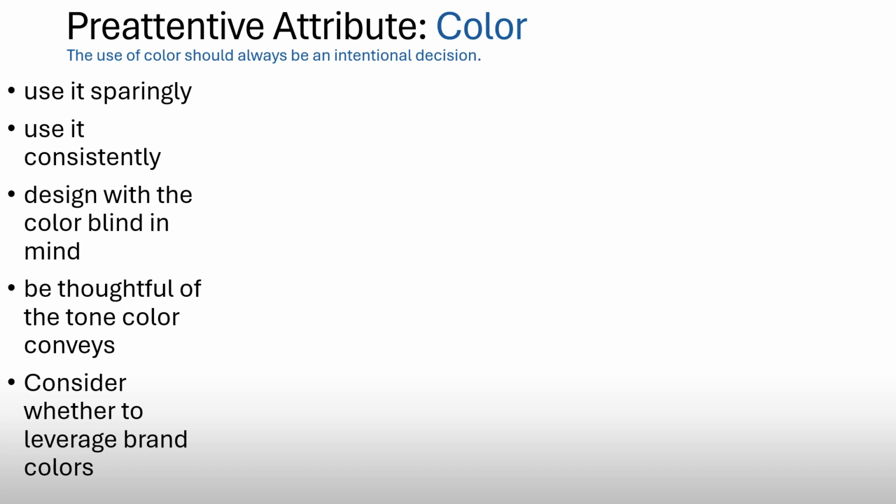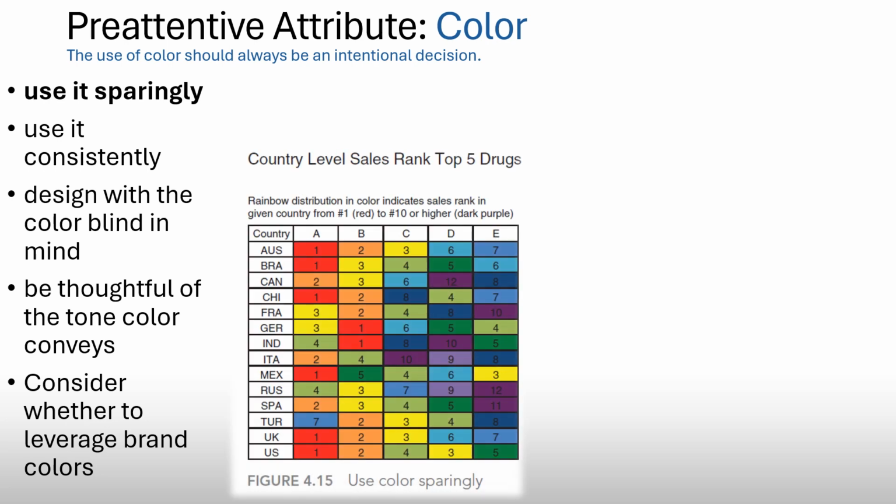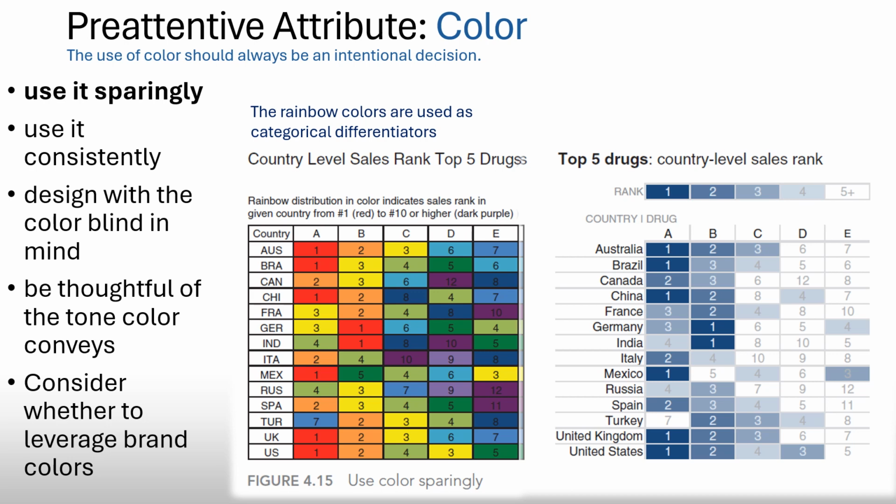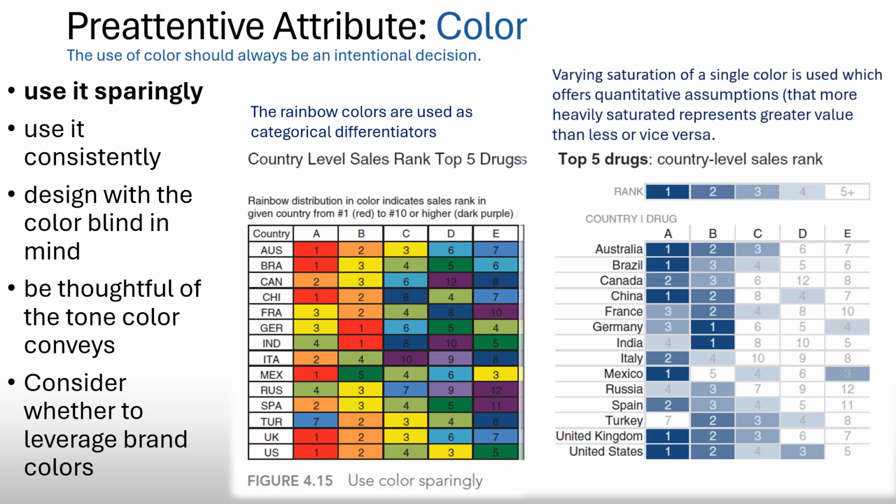Let's look at an example. Using color sparingly. Here we have a table that uses various colors. The rainbow colors are used as categorical differentiators. But here in the next visual, we are using one color with saturation of that color to indicate ranks of high to low.